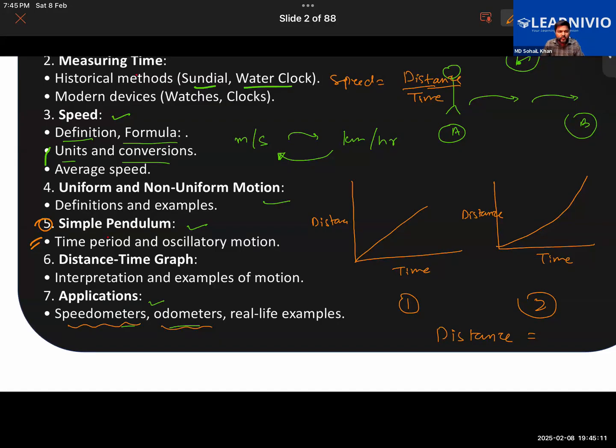Yeah. How do we calculate distance? Time by speed, or speed by time? No, kilometer. No, I'm not asking for the unit, formula. Oh, formula. It's distance equals to speed multiplied by the time. Speed multiplied by the time. Okay, now?